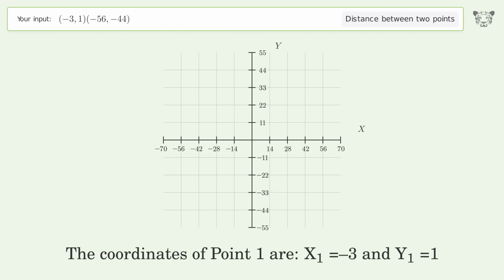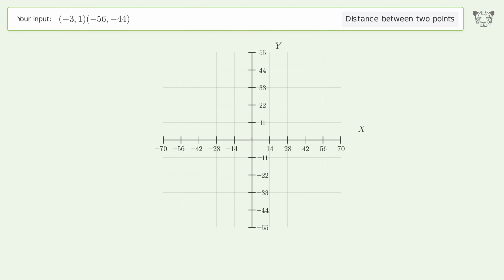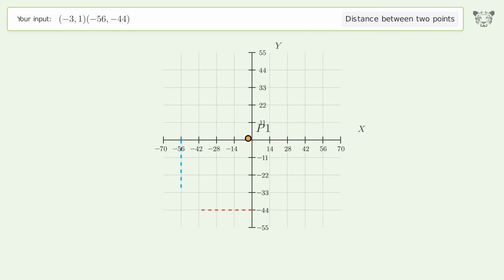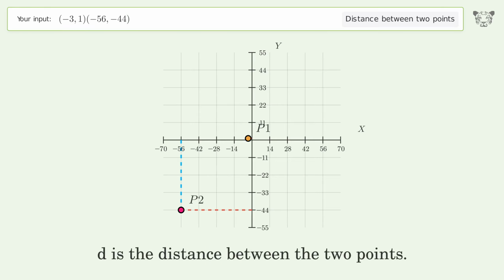The coordinates of point 1 are x1 equals -3 and y1 equals 1. The coordinates of point 2 are x2 equals -56 and y2 equals -44. D is the distance between the 2 points.